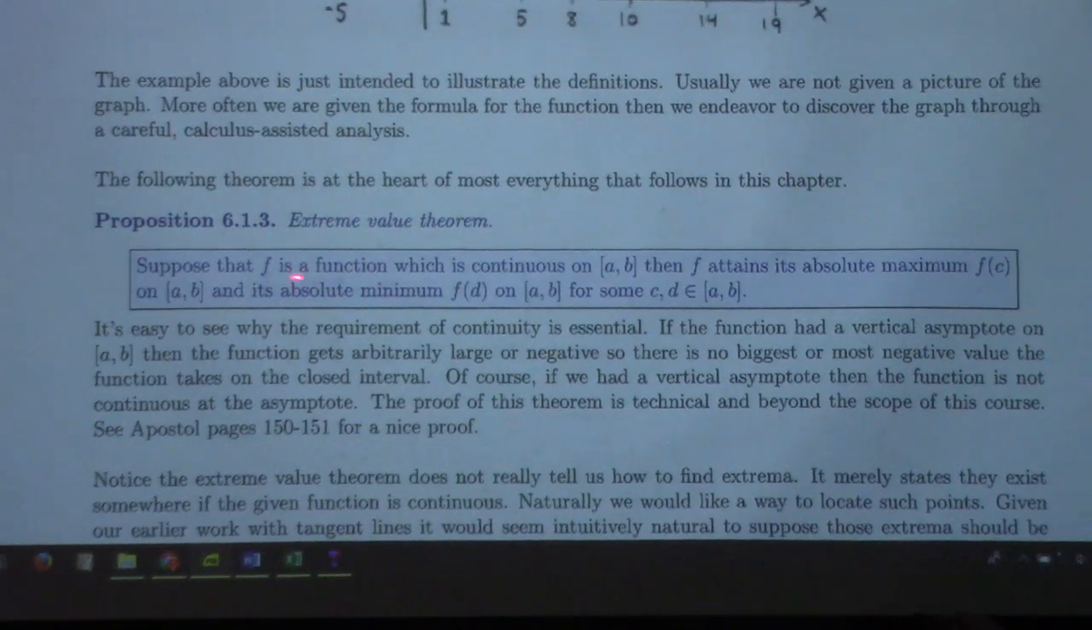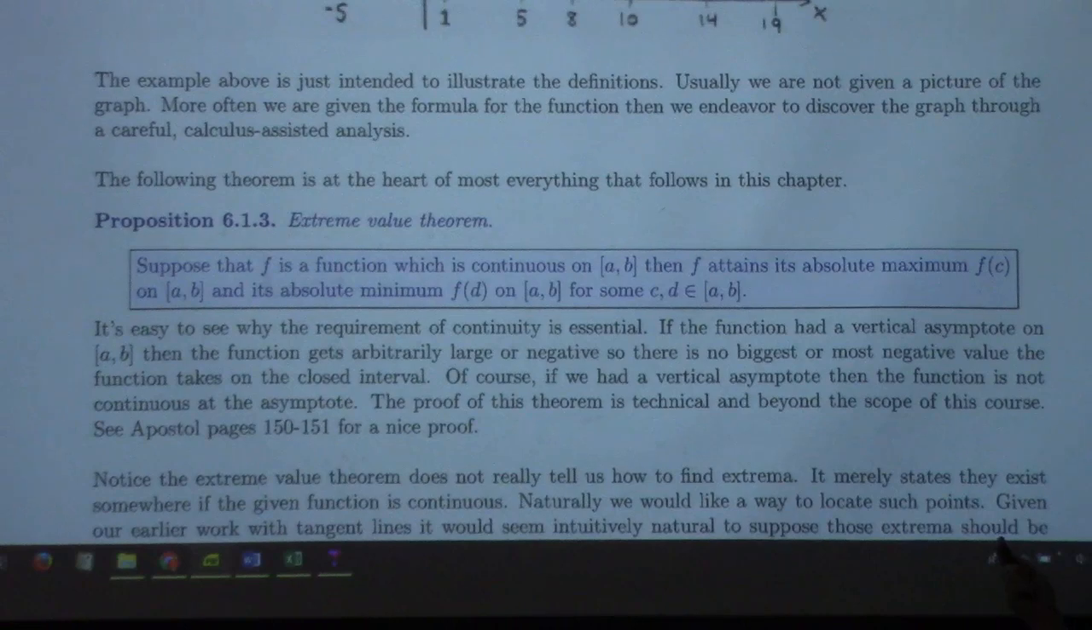So if we have a function which is continuous on a closed interval, it attains its absolute maximum f of c somewhere in there. This is the extreme value theorem. If you take a hard look at this, it actually involves the completeness axiom for the real numbers, that least upper bound property that comes into play here.